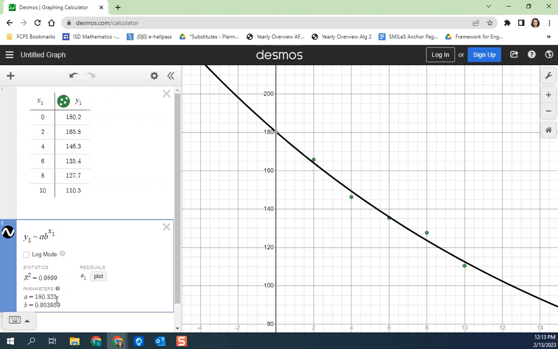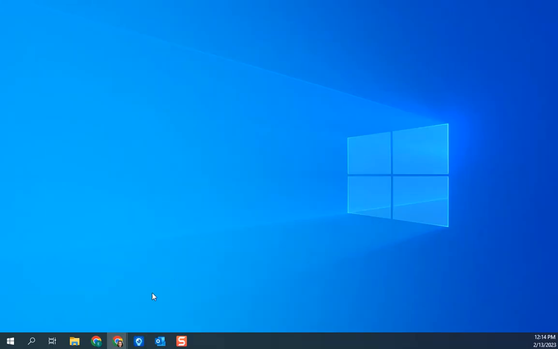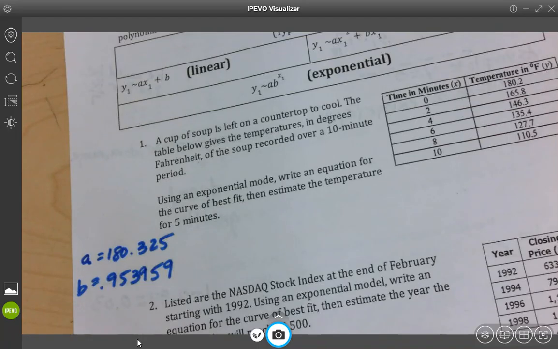On your paper, underneath number 1. We're working on number 1. Just leave some space because there's more to write. So the RT parameters? Just the A and B. Okay, so we should have the same A and B value because we did the same problem. This is what I got.